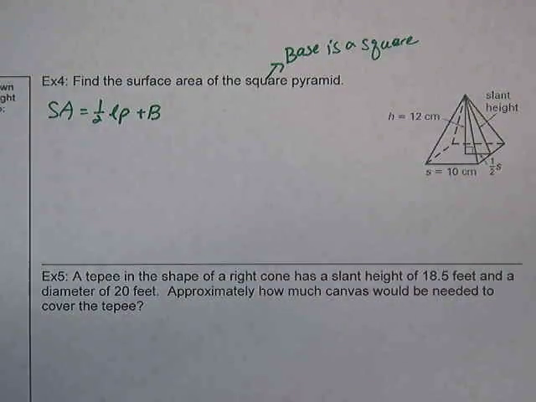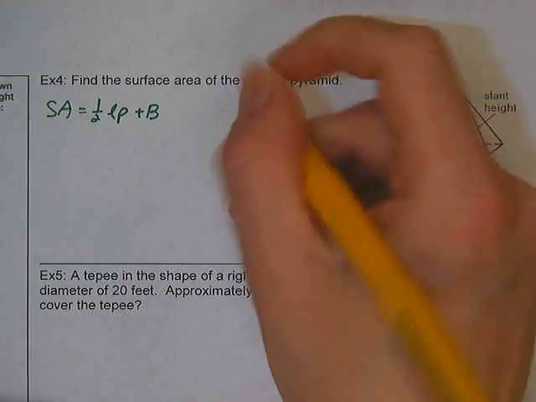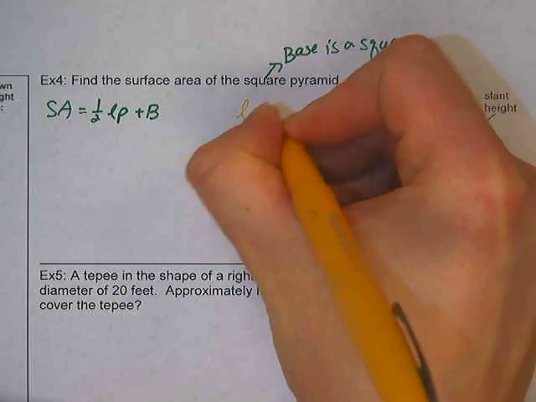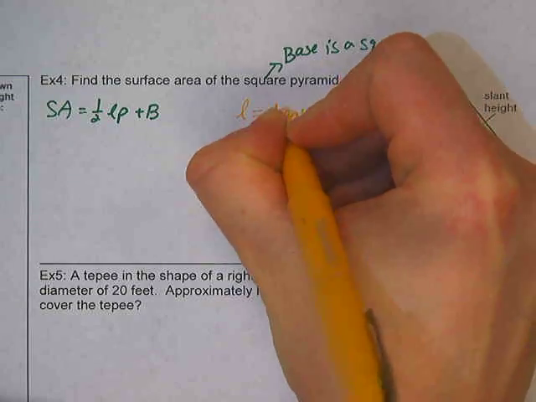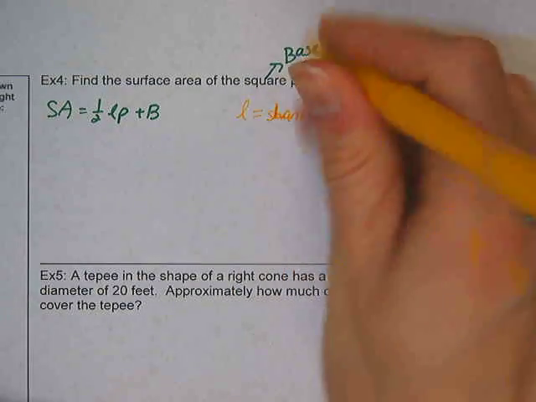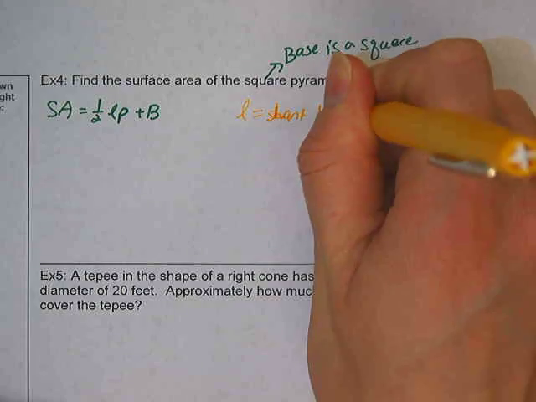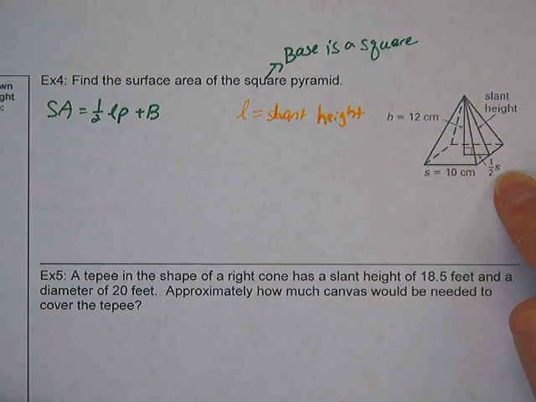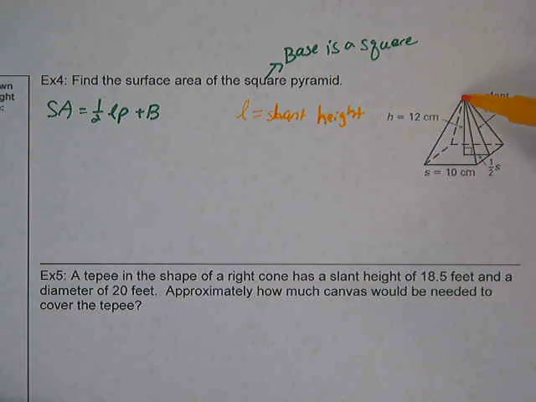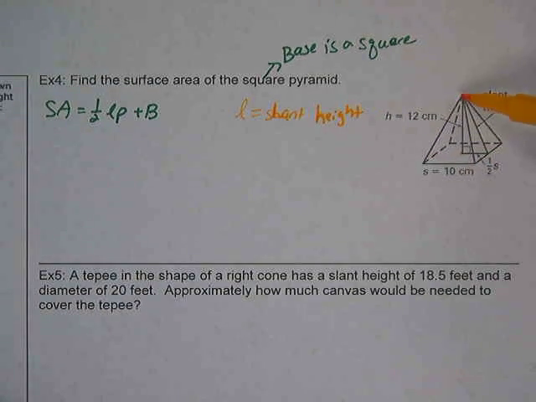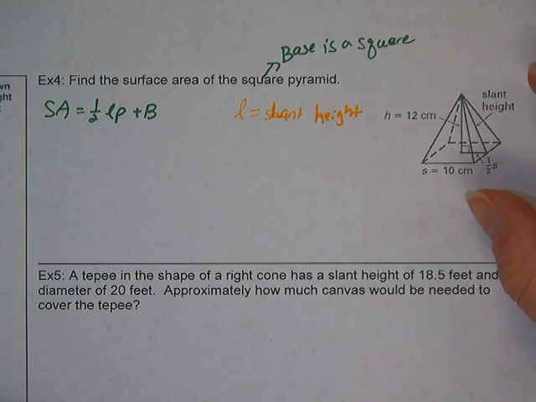L is new. We did not have any pyramids or cones on the previous page. L refers to your slant height. The actual height of a pyramid is that distance from the top point perpendicular to your base. It's like if I started at this point and went straight down, that's your actual height. Your slant height is if I was standing on top of a pyramid and I slid down the face of it.